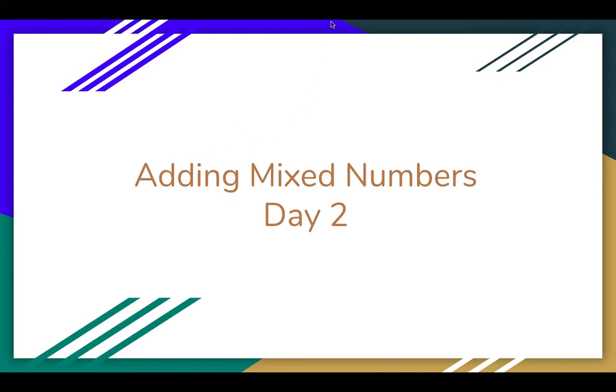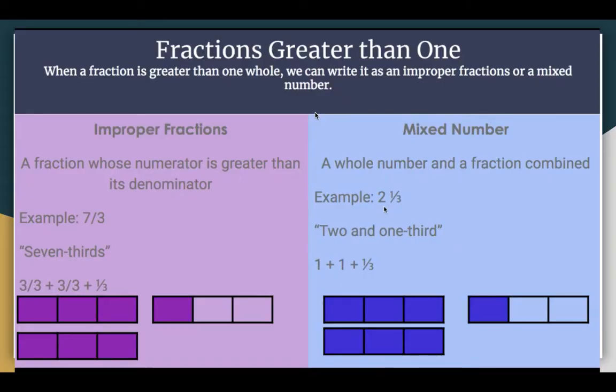We're going to practice adding mixed numbers today, looking at numbers that have different denominators. So remember, when fractions are greater than 1, we might call them a mixed number, which is a whole number and a fraction together. Or we might say it's an improper fraction, where the numerator is bigger than the denominator. The top number is bigger than the bottom number.